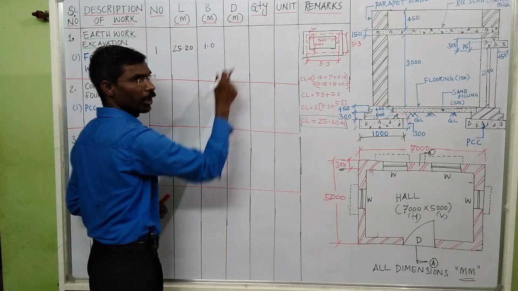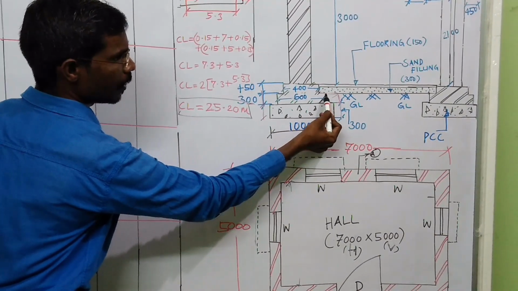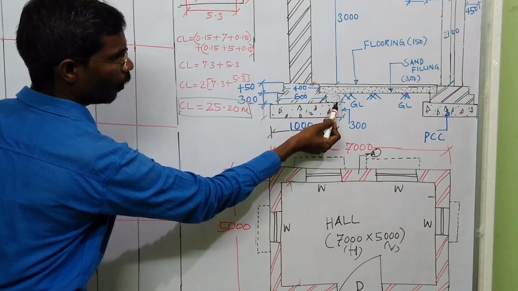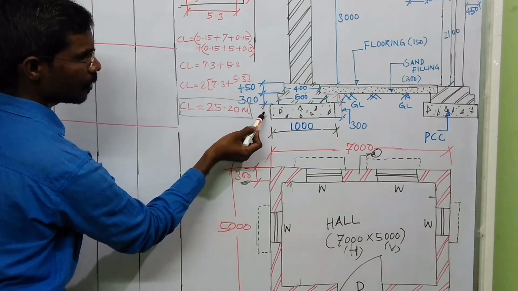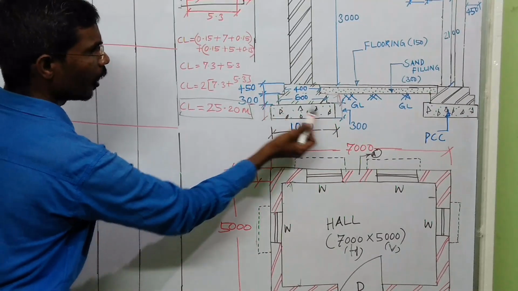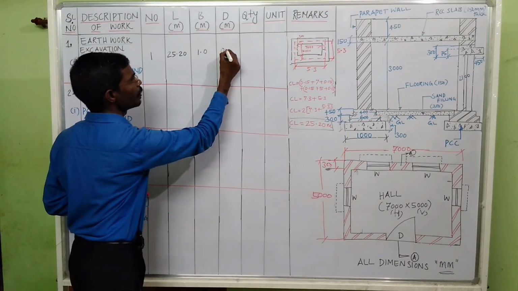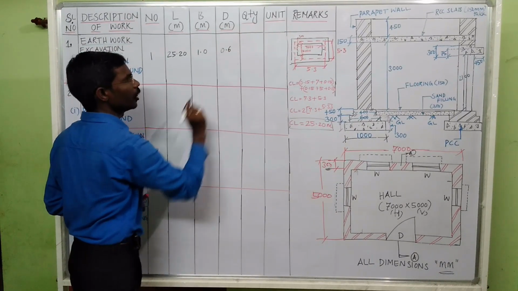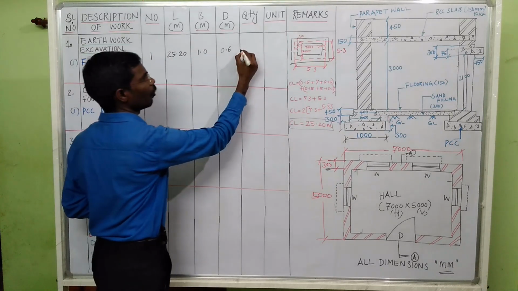How much depth we need to excavate? This is the ground level, as I already explained. From the ground level the footing is 300 mm, and the next PCC depth is 300 mm. Altogether we need to excavate 600 mm, so 0.6 we need to excavate. Multiply these three things and you will get the quantities.